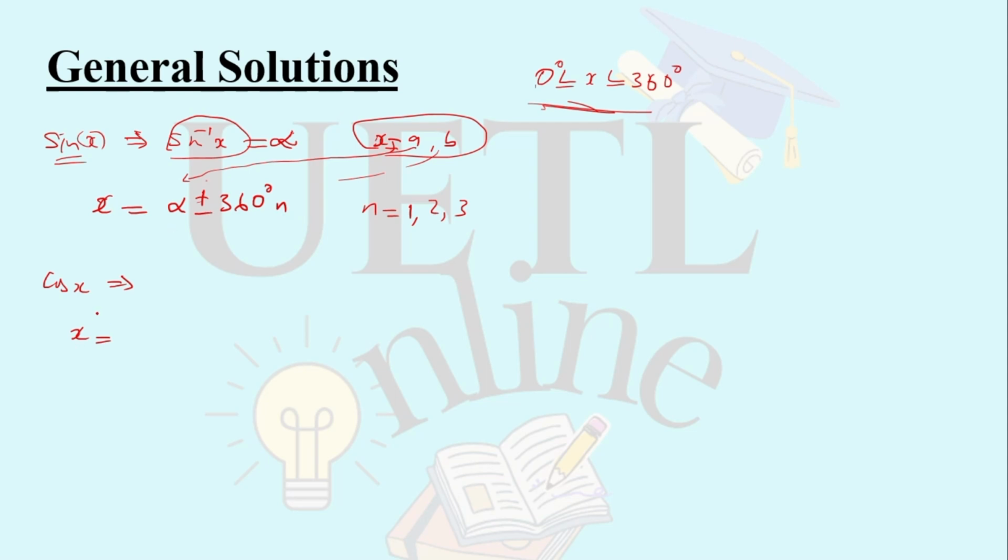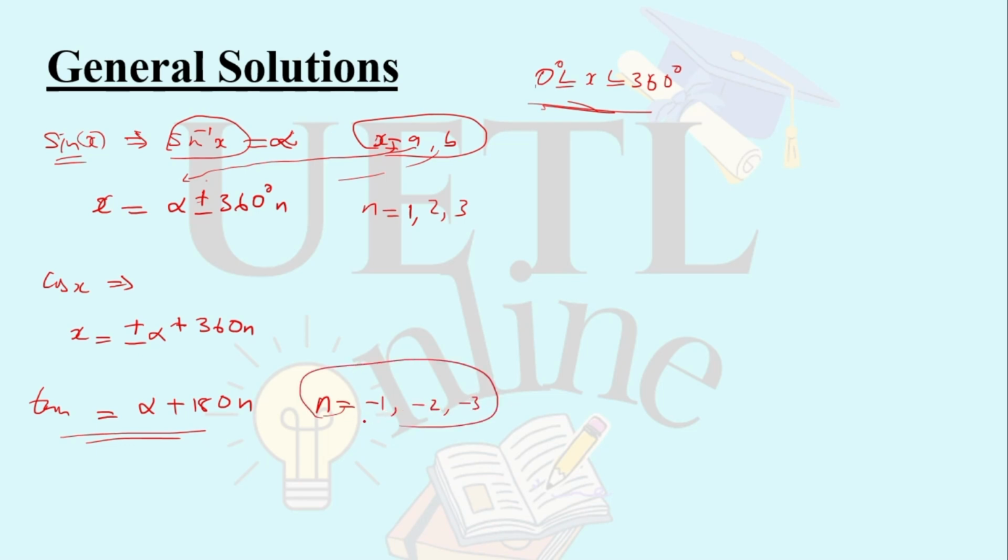So now let's go into cos. If it's cos, you just have to say plus or minus alpha, plus 360n. So this is it. You just have to change the plus or minus and put it here. This is for cos. Now for tan, the solution is the only one. For tan, you just have to use alpha plus 180n. So this is it. You just have to find the solutions. If you want negative solutions, you just have to substitute minus 1, minus 2, minus 3, and so on. You just have to substitute here.